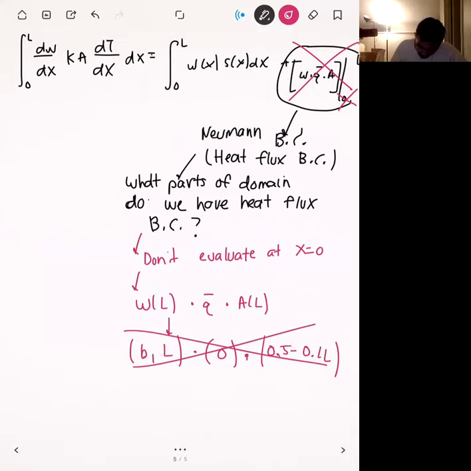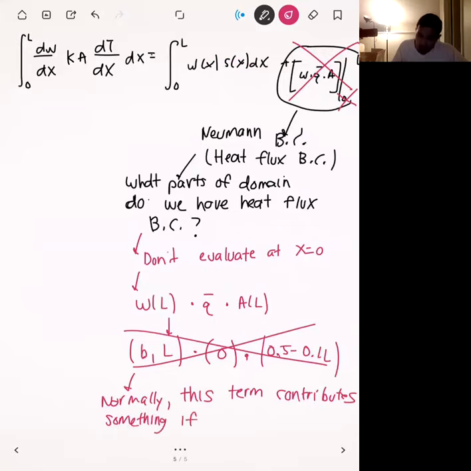Normally, this term will contribute something if the Q bar or T bar is non-zero. But for this particular problem, it doesn't contribute anything because it's just 0. And so from here, we're just going to plug in for everything else.